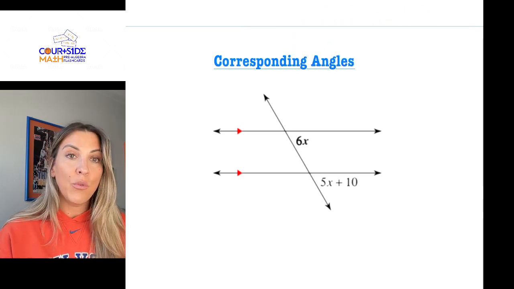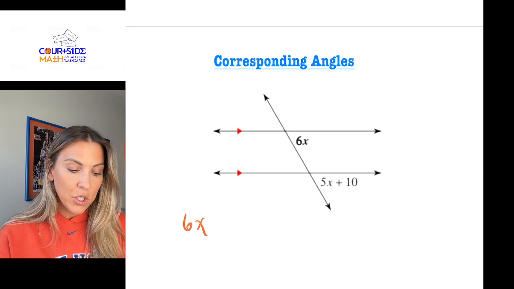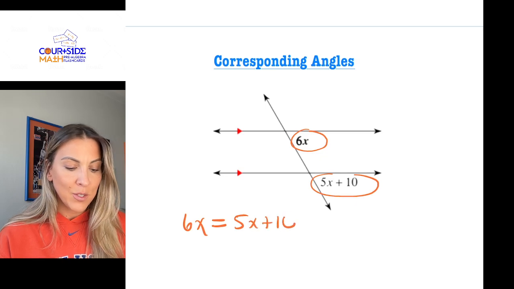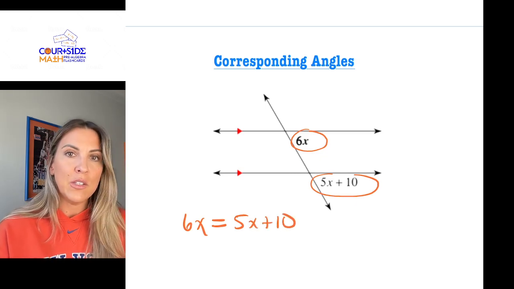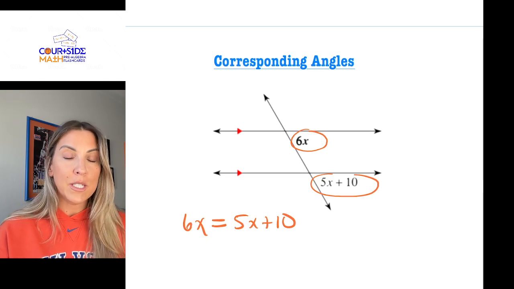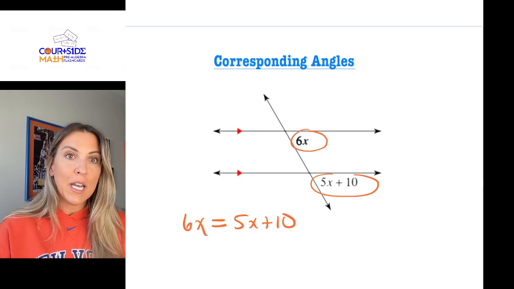So because I know they're equal, the way that I'm going to tackle this problem is I'm going to set up an equation where I show that this angle is equivalent to this angle here, 5x plus 10. So the most important thing is understanding how to set up the equation. Solving it will be even easier. So because I know these angles are corresponding, I know that they're equal. Because I know they're equal, I can set up an equation.